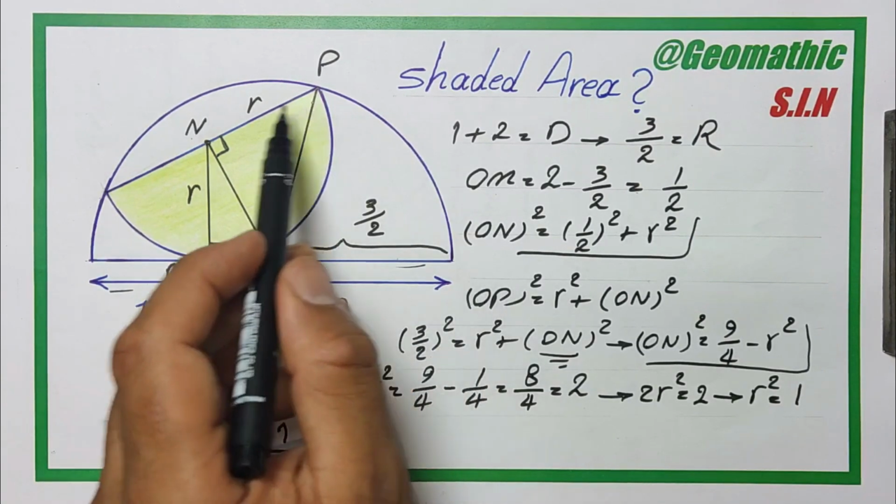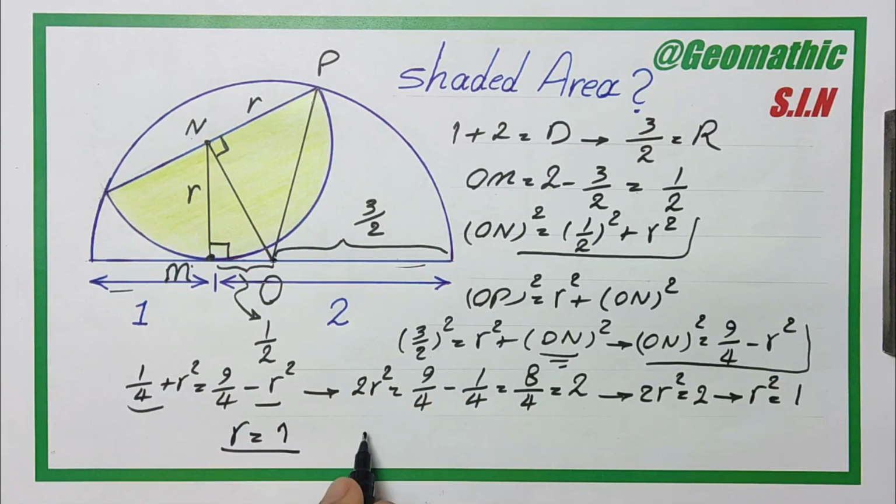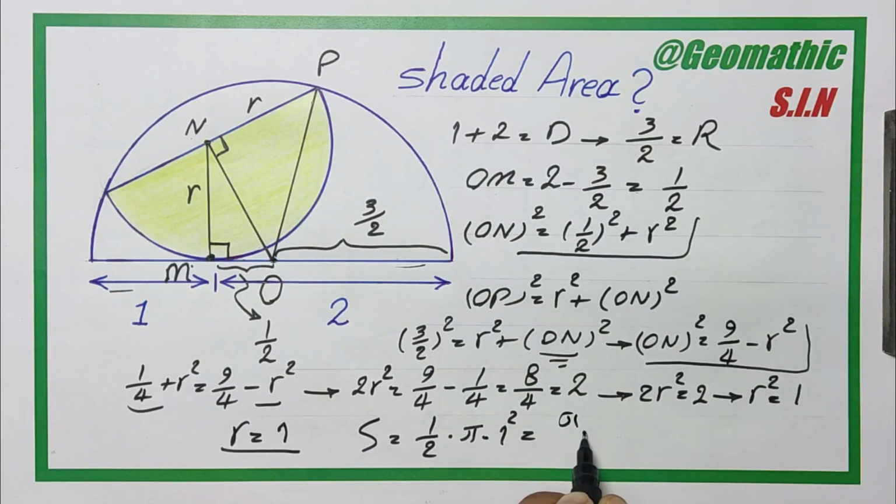So the area of this shaded region equals 1/2 times pi times 1 squared, which is equal to pi over 2.